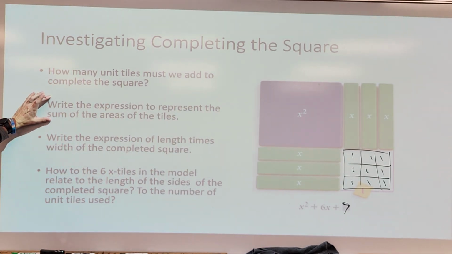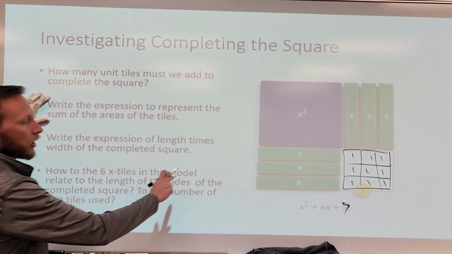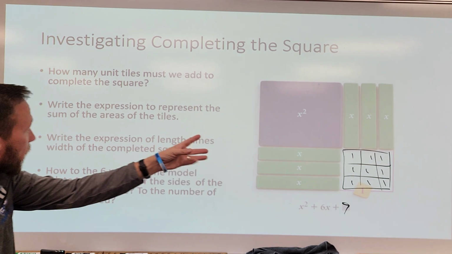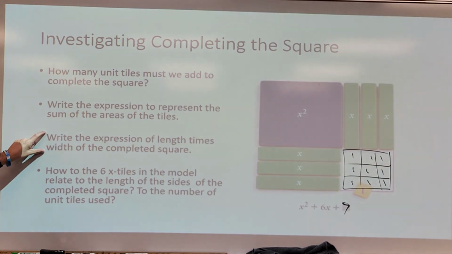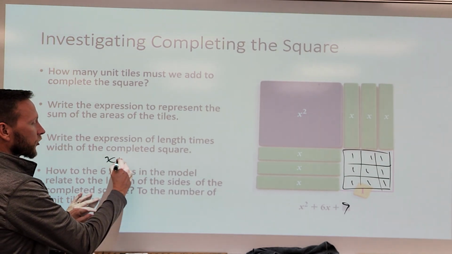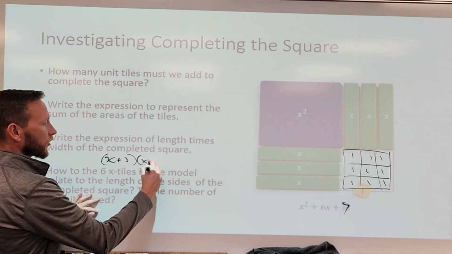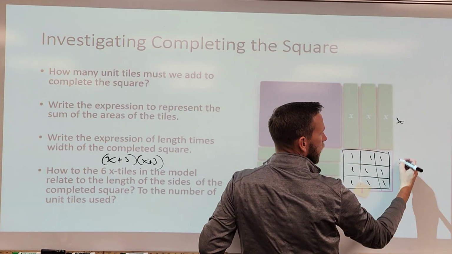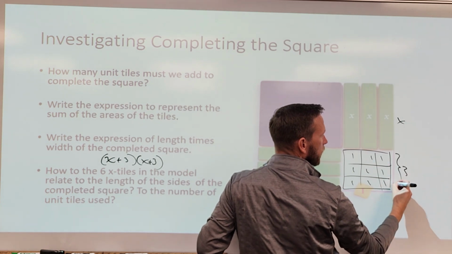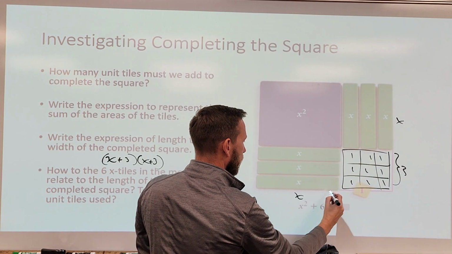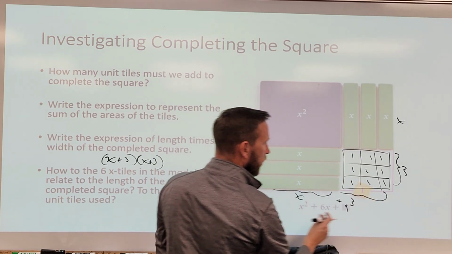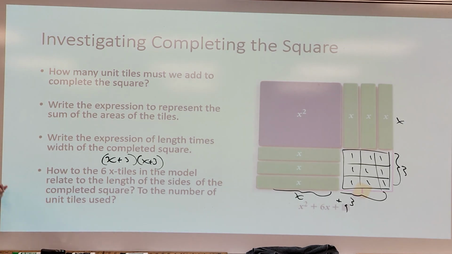Write the expression to represent the sum of the areas of the tiles. This is going to be our x squared, our 6x's, and our 9 ones, right? A 3 by 3 there makes 9. And write the expression of the length times the width of the completed square. Well, this will be x plus 3 times x plus 3. When we multiply x and 3 by x and 3, then we are going to get x squared plus 6x plus 9.